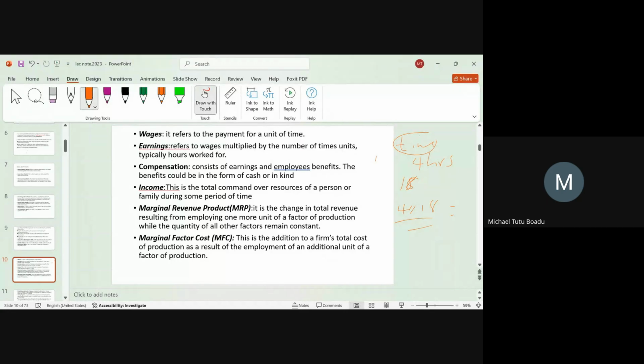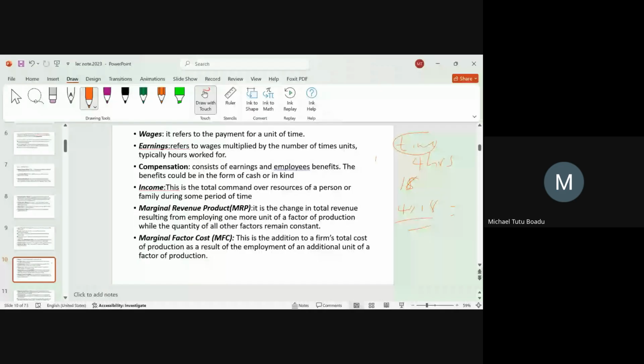Then compensation, earnings and employee benefit. So benefit that you receive, the compensation could be part of your salary, it could be part of some extra benefit that you have to receive from your employer. And the compensation can be either cash or in kind. It can be cash or it can be in kind.